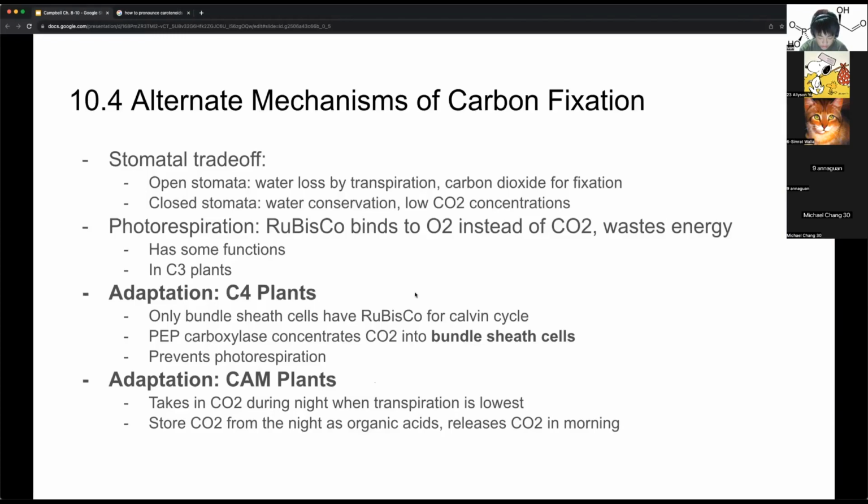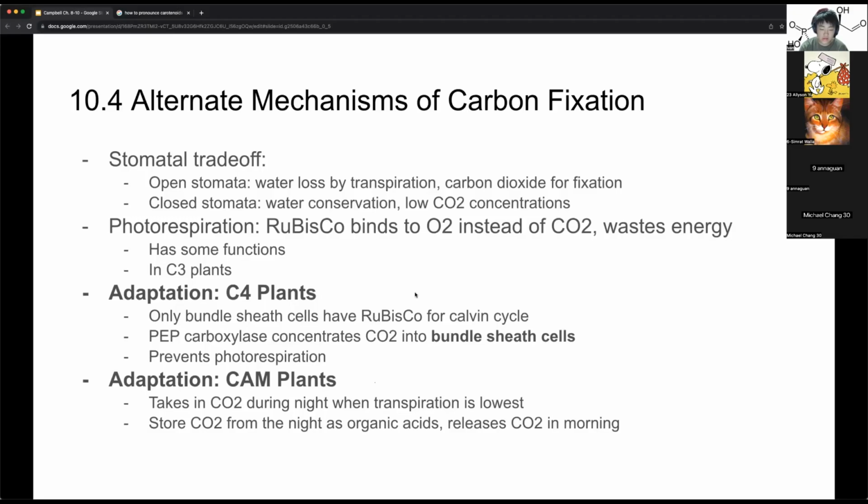Here, alternative methods of carbon fixation. Stomata trade-off. You have open stomata, the water is lost by transpiration, but you also can get carbon dioxide for carbon fixation. But when you close stomata, you conserve water, but you also don't get enough carbon dioxide, and you also can't get the oxygen out, which is often poisonous for plants because they produce oxygen. And Rubisco binds to oxygen instead of carbon dioxide, and it wastes energy because they produce a side product that is useless.